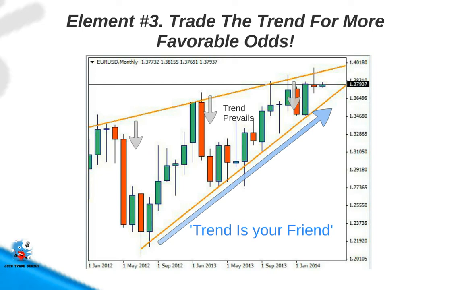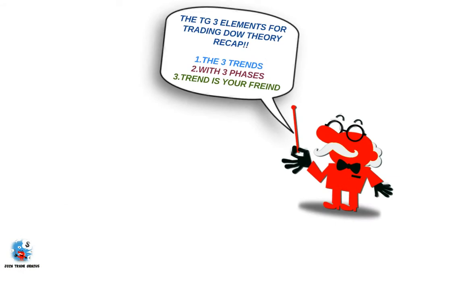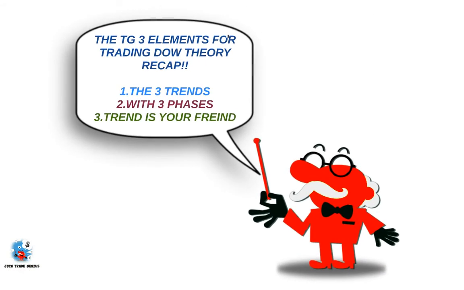Such examples might include large spike-orientated candles and drastic price triggers, be it major macroeconomic fundamentals, which may pose a large threat to the current status quo. So, the 3 TG elements for trading Dow theory, guys. We've had 3 types of trends, the 3 phases within them, and the trend is your friend.